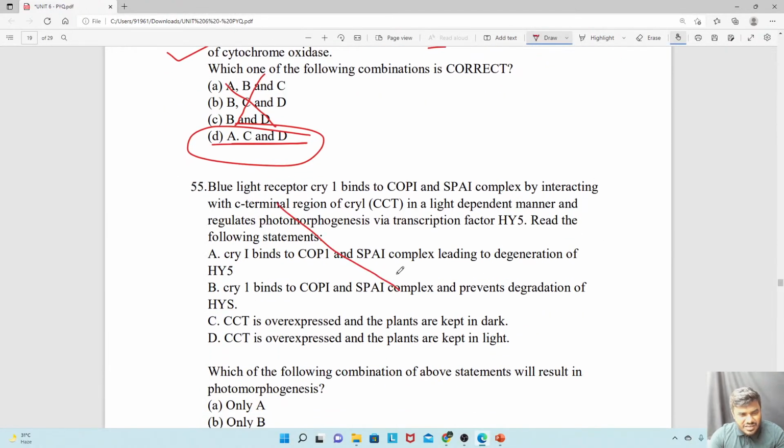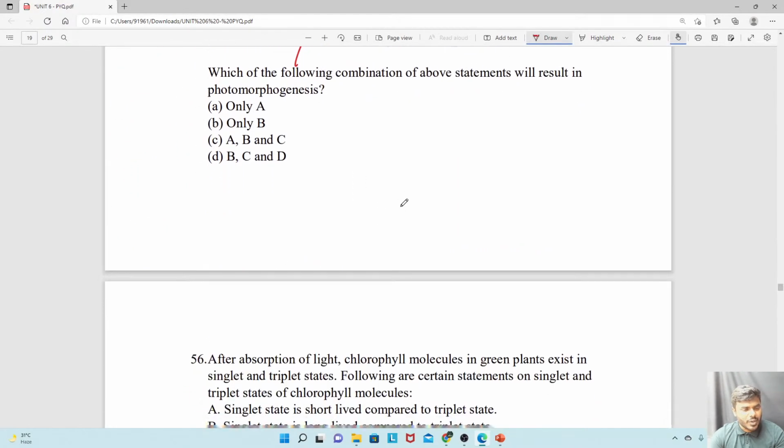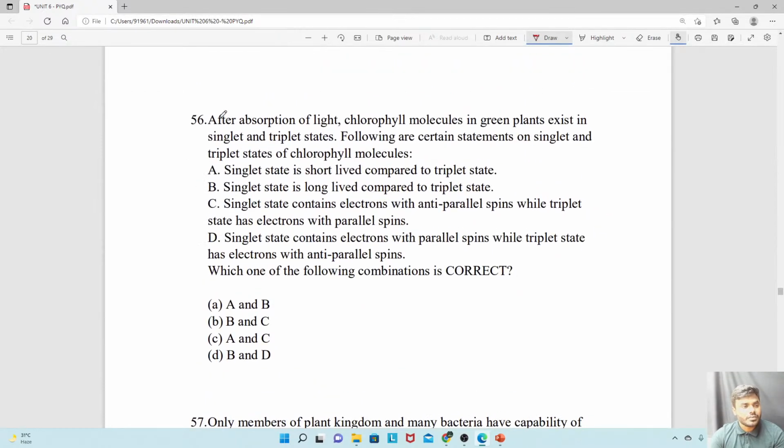This is a very old question, friends, but this is about photomorphogenesis and this question was not included in the syllabus. Actually, this is from before 2011. So it was not there. No need to worry about this. Question number 56, because I kept some very previous questions also that were not there.